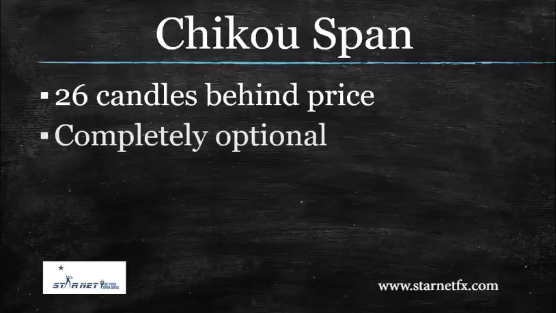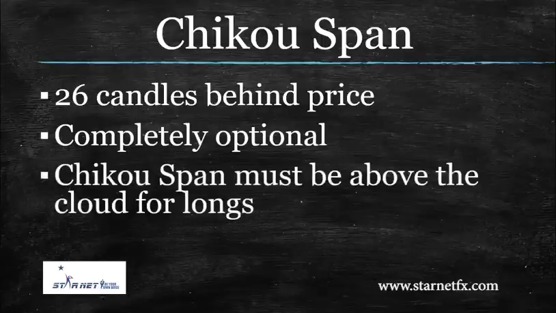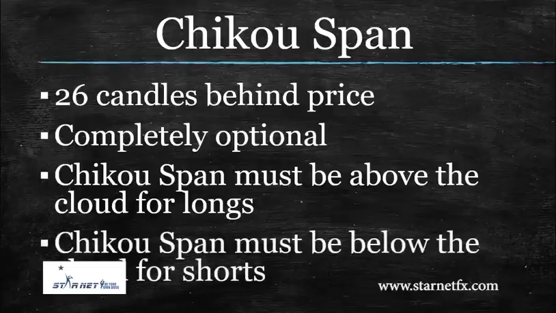So for your notes, just know it's completely optional. A lot of people don't use it at all. Some people love it. Totally up to you. But if you're using it, it must be above the Kumo cloud if you are allowed to go long, and it must be below the cloud if you want to go short. If it is not, you pass on the trade. It is yet another piece of the Ichimoku puzzle that is there to help prevent you from taking trades that are not completely optimal trades to take.